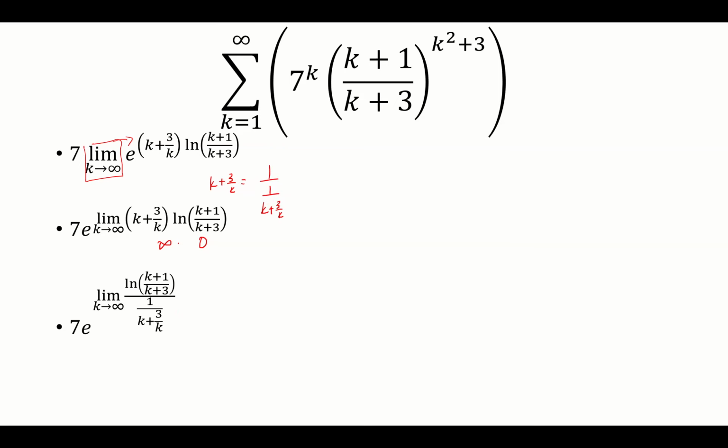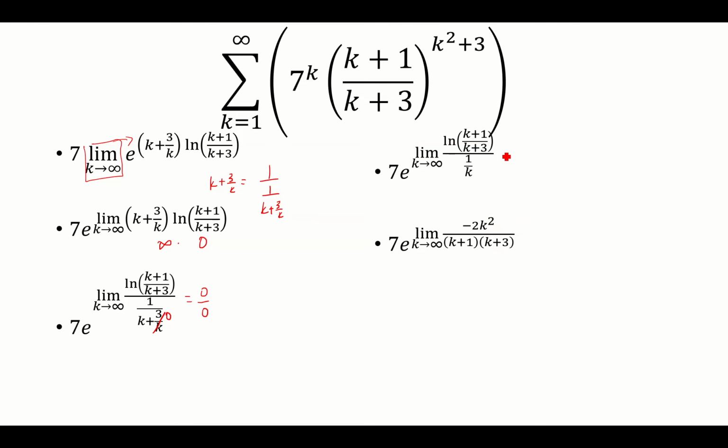So that's what we have here. Now we get 0 over 0, which means we can apply L'Hopital's rule. But before we do that, we know that the 3 over k will go to 0, so we could just ignore that part. Okay, so now we'll take the derivative of the top, take the derivative of the bottom, simplify. So I kind of skipped a couple steps there. But basically what you get is negative 2k squared over k plus 1 times k plus 3.